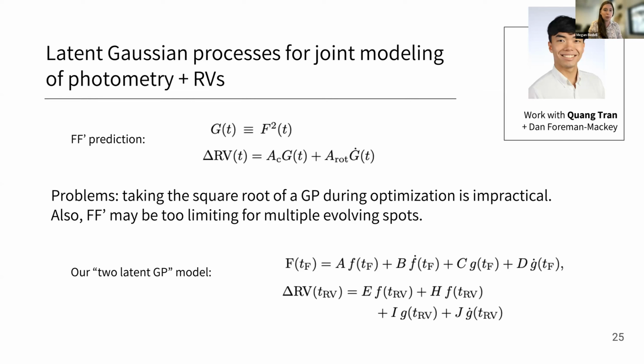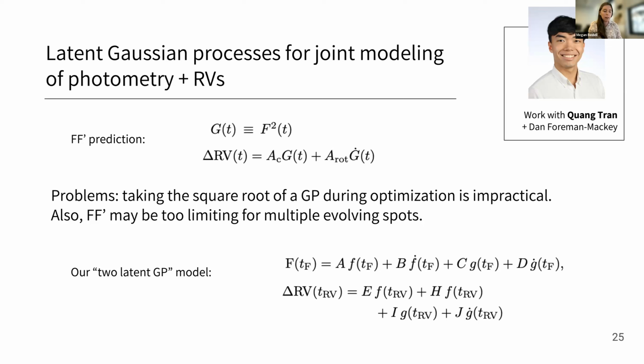Instead, we're a little better off if we treat the flux and the square of the flux as independent Gaussian processes, because the square root of a GP is a GP by definition. The other issue is that the FF prime method works for one rotating spot. We were interested in Quang's project in looking at extremely active stars that are going to have multiple spots that are evolving over a relatively short time scale, where we need a little bit more flexibility in the model than FF prime can predict.